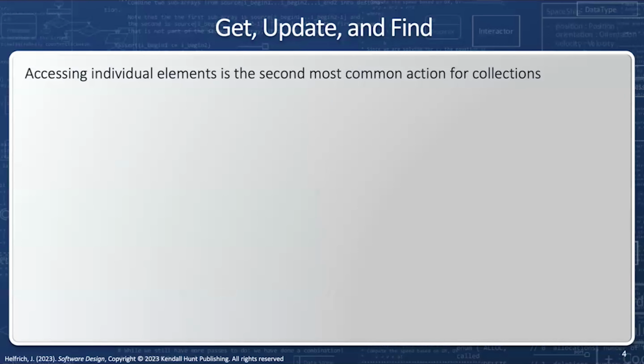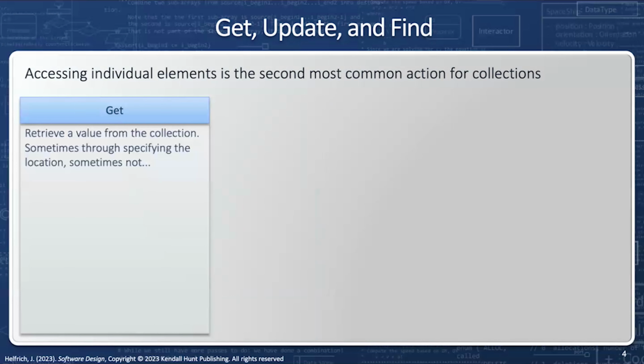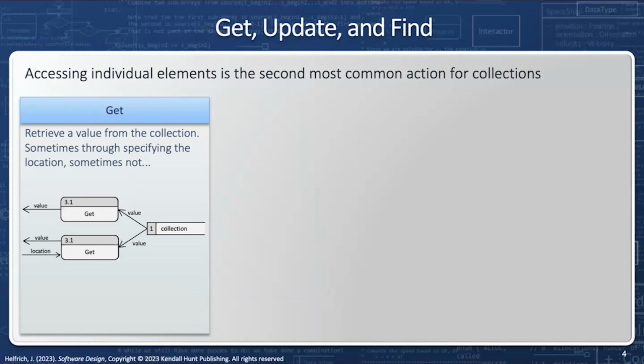Now, accessing individual elements is the second most common action for collections. So first, we're going to have get. We're going to retrieve a value from the collection, sometimes through specifying the location and sometimes not. For example, for a stack or a queue or a priority queue, we say, get me the next element. We don't get to specify where. Whereas for a vector or an array or a list, we get to specify the specific one we want. For a vector, we're going to specify it through an index. For a list, we'll specify it through an iterator.